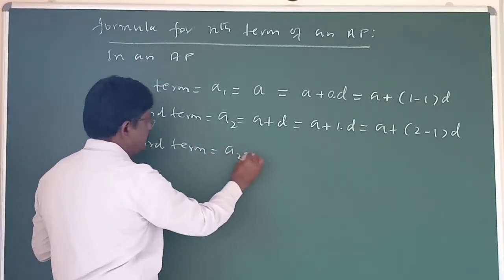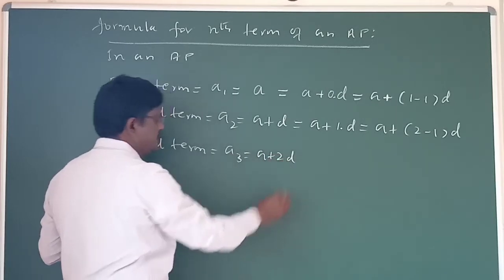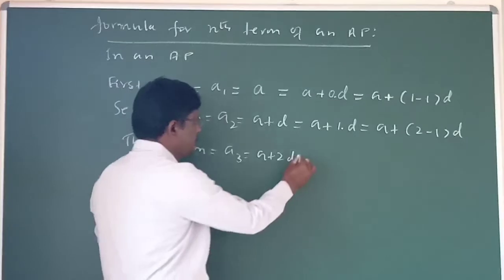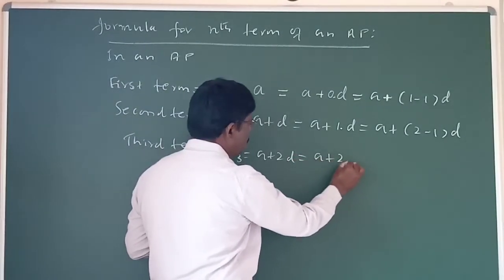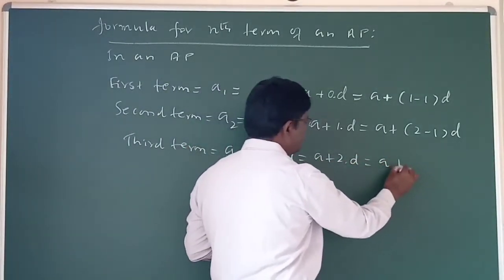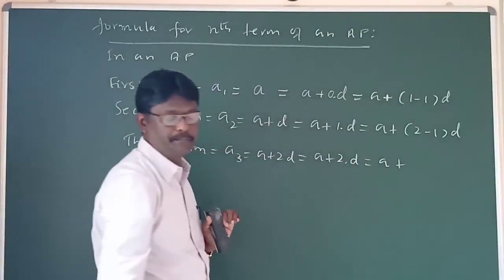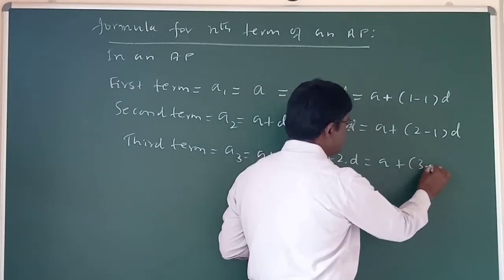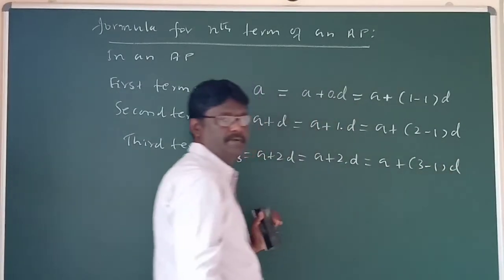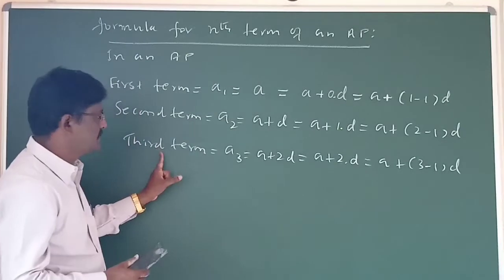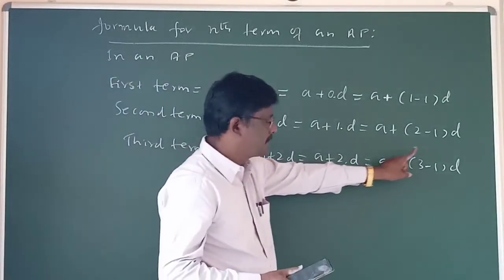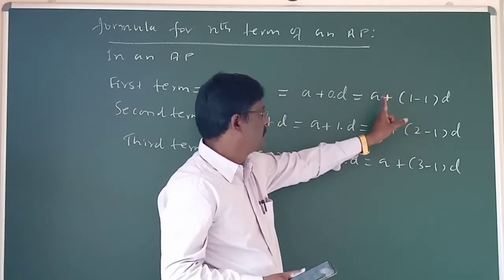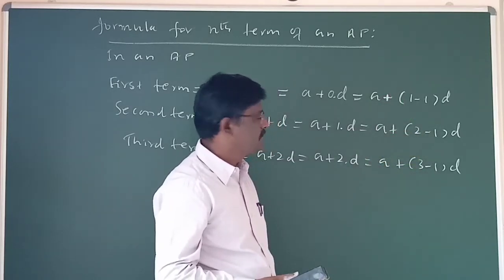A3. a plus 2d. In case of an AP, the third term is a plus 2d. a plus 2 into d. Since we need 2, how could this be? 3 minus 1 into d. Hence, children, if it is the third term, look at the final form: a plus 3 minus 1 into d; a plus 2 minus 1 into d, second term; a plus 1 minus 1 into d, first term.